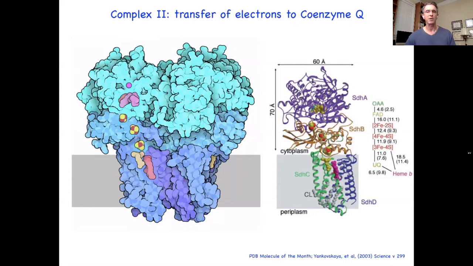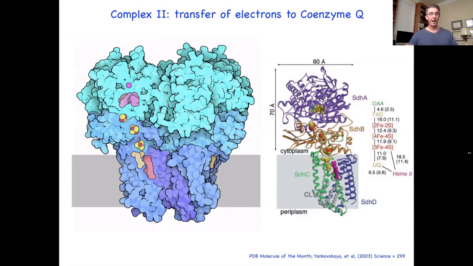Now, a similar theme we saw with complex 1. Notice the gaps between the FAD and the 2 iron. Between each of these irons, we've got 16 angstrom, 12 angstrom, 12 angstrom or so, 11 angstrom gaps. So again, we're sort of quantum tunneling the electrons across these gaps as they flow down to form dihydroquinone.